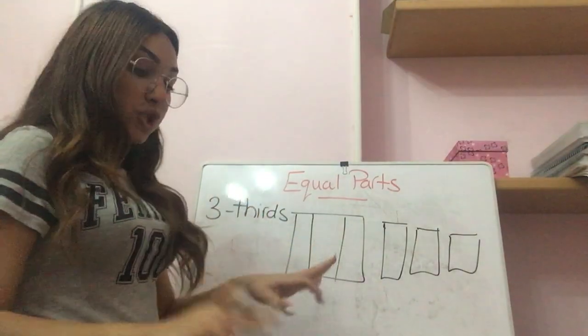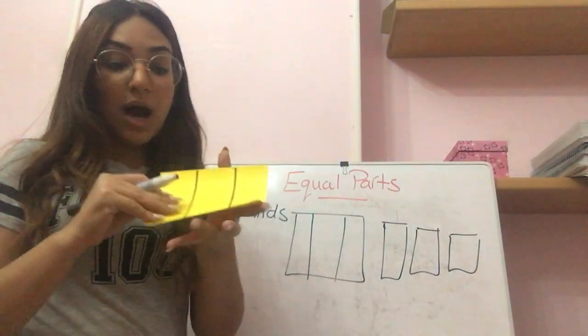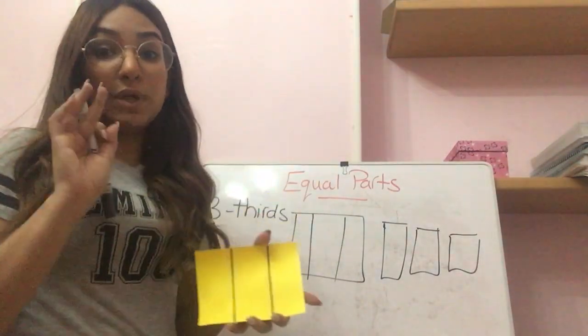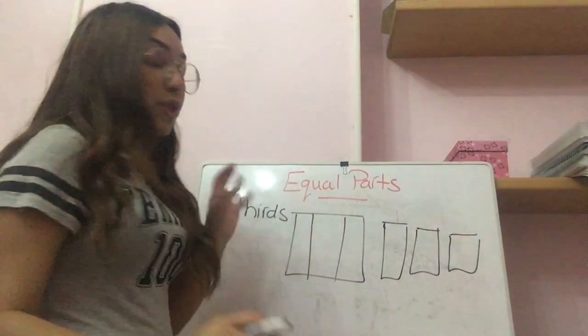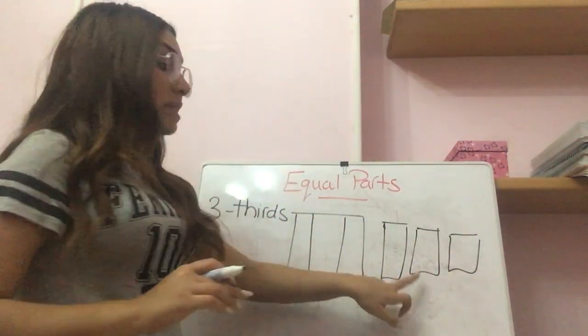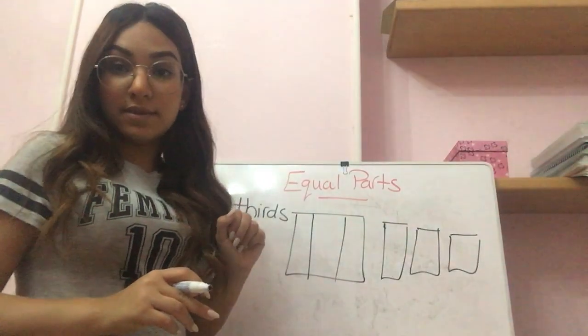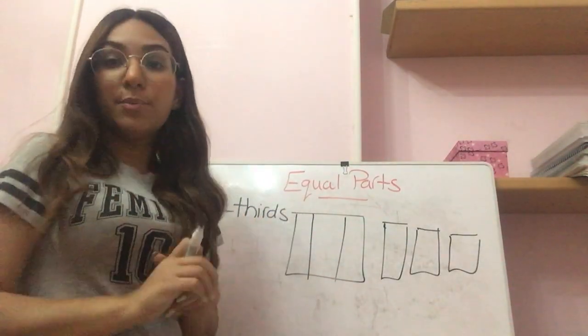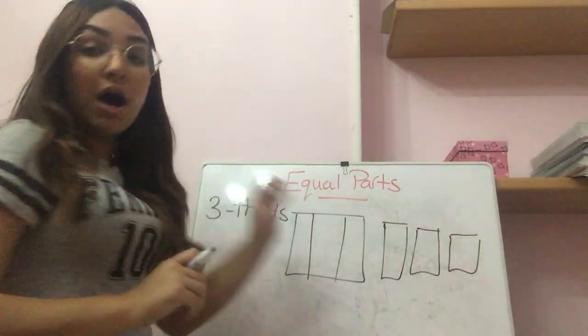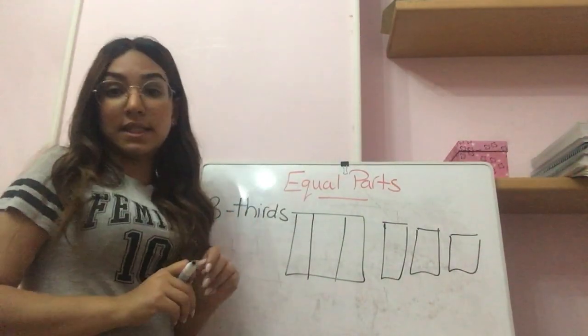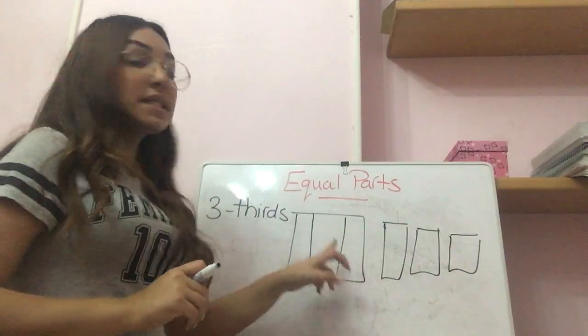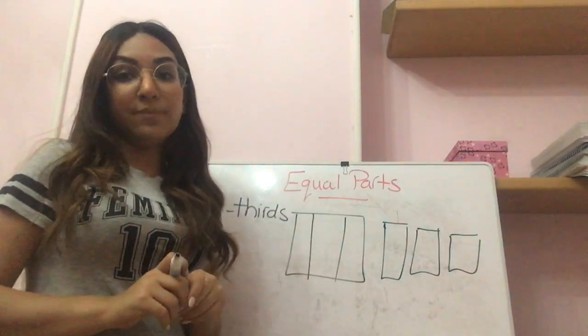So this is my original square. I'm going to cut it into 3 equal parts. If I cut it into 3 equal parts, this is going to be my result. I'm going to have 3 equal parts, 3 individual parts. So I call it 3/3. These are 3/3 of the square.